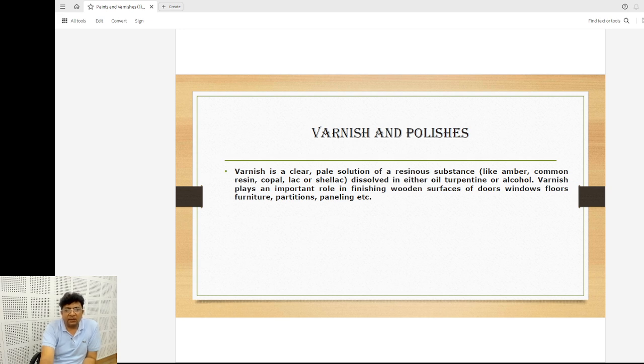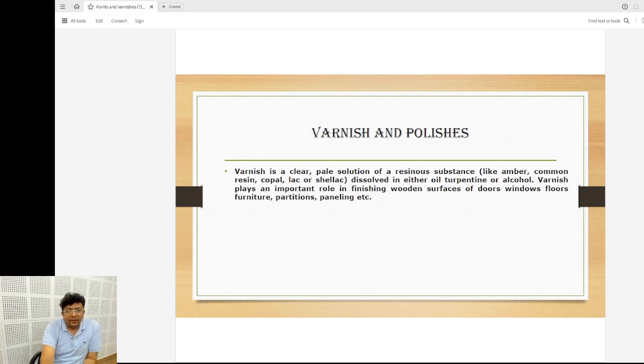So the basic difference: paint gives an opaque film and polish gives a transparent film to the given surface. So wherever there is a need to give a rich interior look, for example, if our furniture is made of teak wood or sesame wood or a good quality wood, pine wood, we should go with the polish and we should not paint the surface.